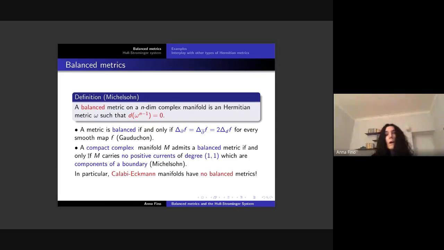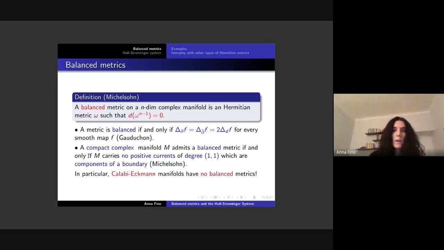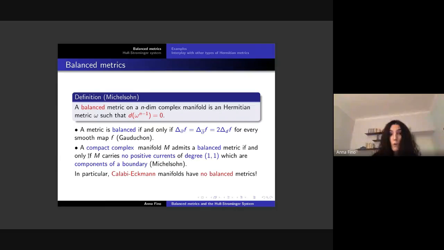We will work on a complex manifold, and let's suppose our complex manifold has complex dimension n. A balanced metric is a Hermitian metric. Here I will identify the metric with the (1,1)-form, the fundamental form ω associated to the metric. And we ask that ω to the power n minus 1 is closed. So essentially what we are asking is the existence of a d-closed (n-1,n-1)-form.